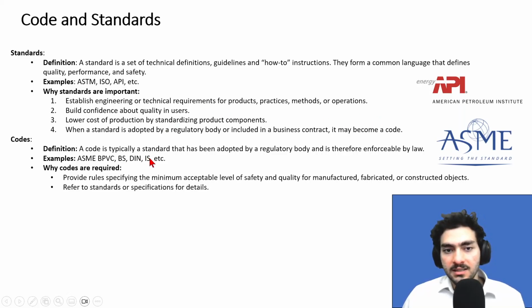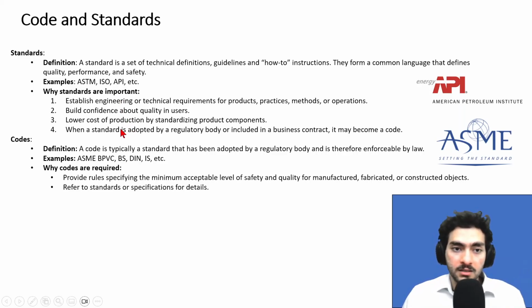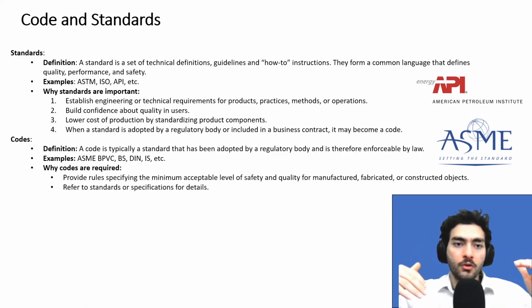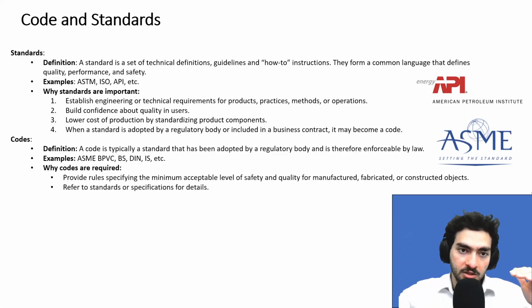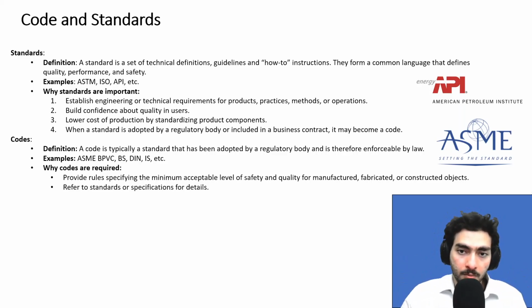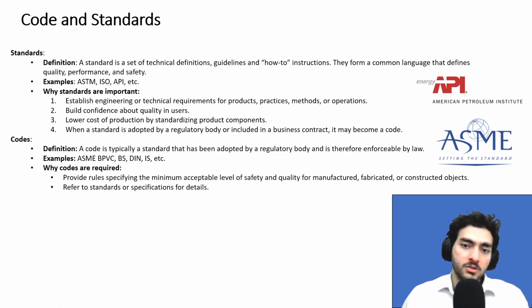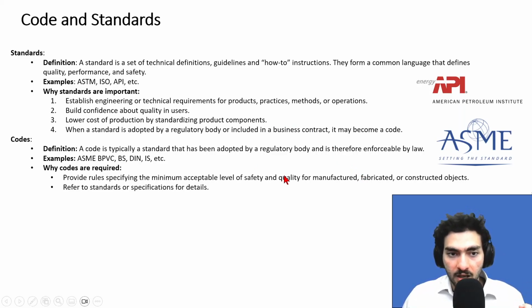So a code is typically a standard that has been adopted by a regulatory body and therefore is enforceable by law. Standards, by the way, are voluntary. So you would want to follow standards because they are best practices, because they give confidence to the user, and because it sets the bar for what engineering products or products in general should follow if you want them to be out in the market. Code, however, is when a standard is enforceable by law, so that means it has been adopted by the government.